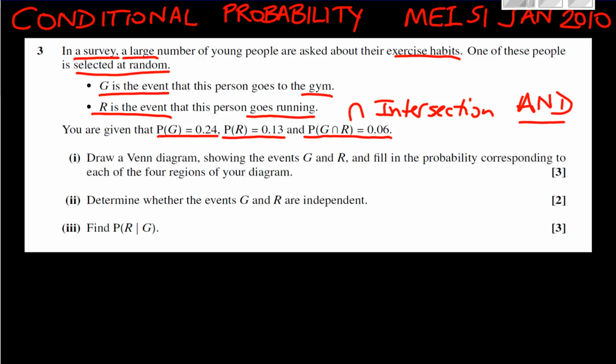So let's have a look at part 1 and what they're asking us to do. They're asking us to draw a Venn diagram showing the events G and R and fill in the probabilities corresponding to each of the 4 regions of your diagram. Okay, so let's have a go at that. So let's draw our Venn diagram.